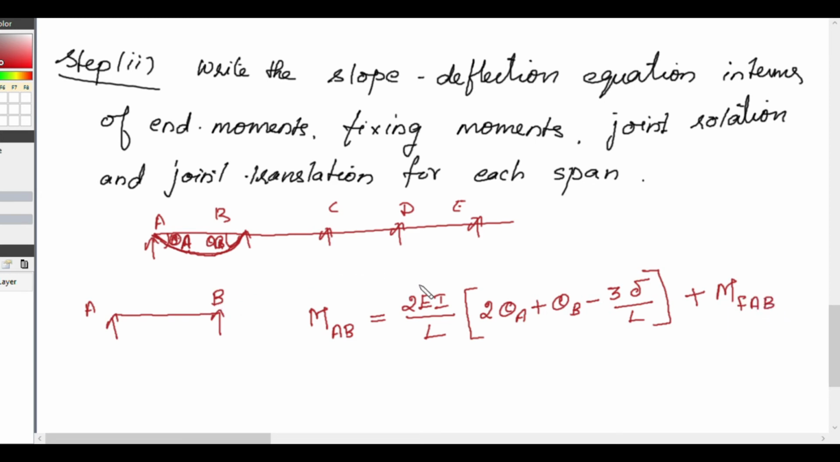Now, this EI is your flexural rigidity, L is the length of the span AB, theta A is the slope at A, theta B is the slope at B, and 3 delta by L. Delta means the deformation, that is translation, also known as joint translation. Joint rotation is theta A and theta B. Fixing moments is MFAB. End moments is MAB. So the relationship is between the end moments, the joint rotations, the joint translation, and the fixed moments.